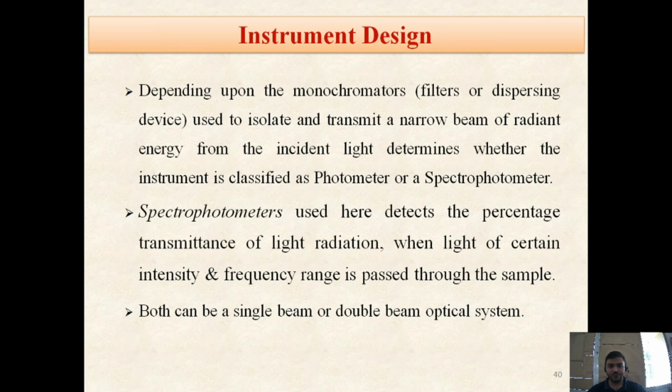Instrument design. Depending upon the monochromator, that is the filter or dispersing device used to isolate and transmit a narrow beam of radiant energy from incident light, it is determined whether the instrument is classified as a photometer or spectrophotometer. The spectrophotometer is used here to detect the percentage transmission of light radiation when light of certain intensity and frequency range is passed through the sample. Both can be single beam or double beam optical systems.